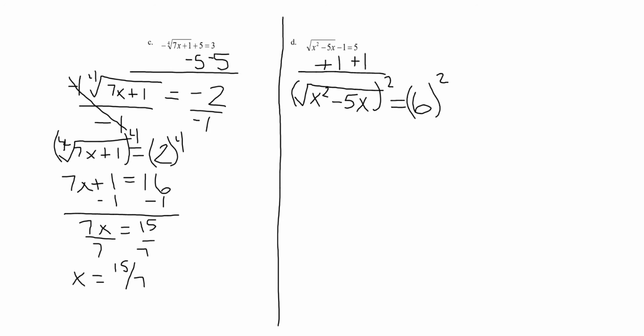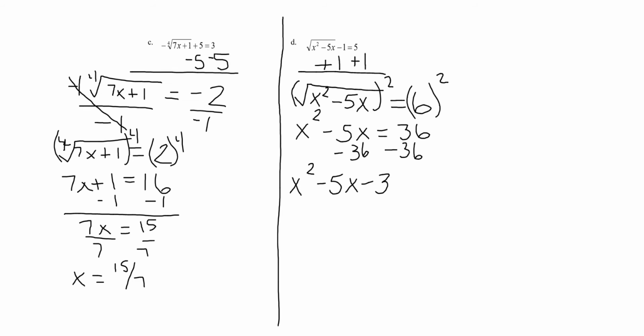So that will leave me with x squared minus 5x equals 36. And here, unlike the other equations we've done where they were linear equations, this is a quadratic equation. So we have to set it equal to 0 and factor to solve. So I'm going to subtract 36 from both sides. So I have x squared minus 5x minus 36 equals 0.